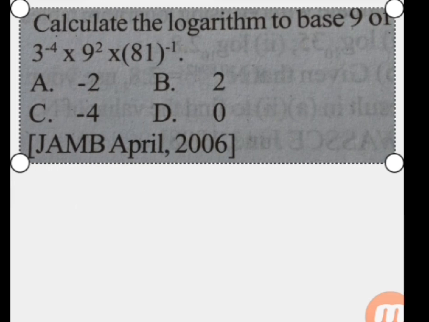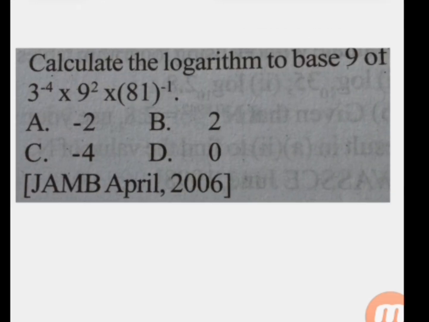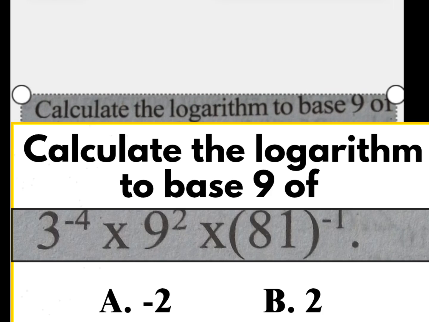In today's exercise on mathematics, we'll be looking at a problem of logarithm. Now look at the question. The question says: calculate the logarithm to base 9 of 3 raised to the power of minus 4, times 9 raised to the power 2, times 81 in bracket raised to the power minus 1. And the options are given: A is minus 2, B is 2, C is 4, D is 0.